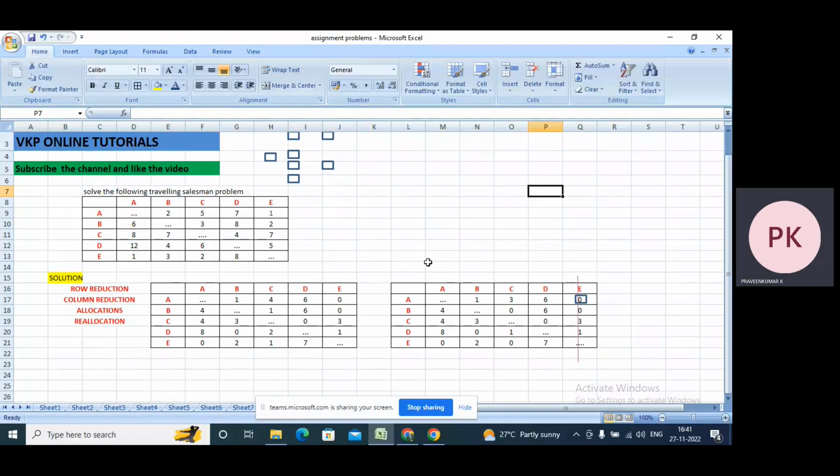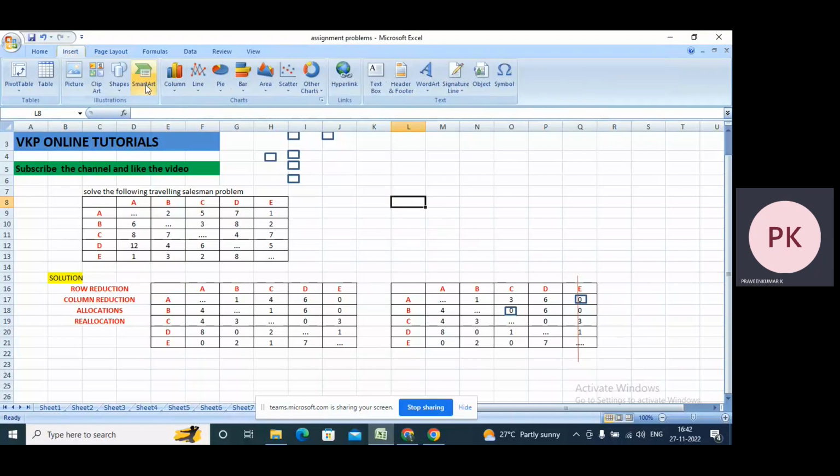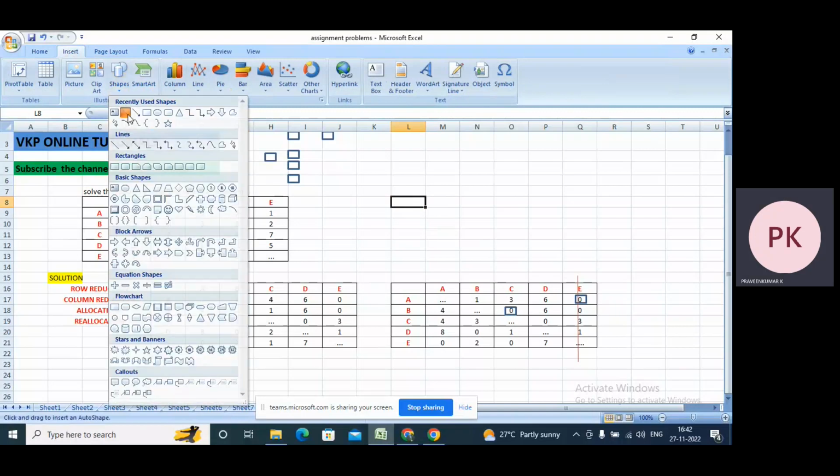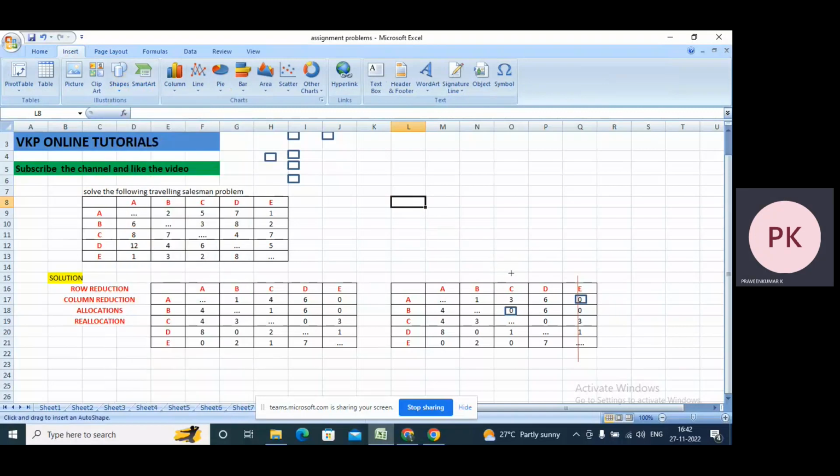Now go to the next row. This is my second row. In the second row we have a single 0. I allocate this 0 and I will cancel the corresponding column. This is a single 0 in the second column. I will cancel the corresponding column. So this will be the corresponding column for this 0.